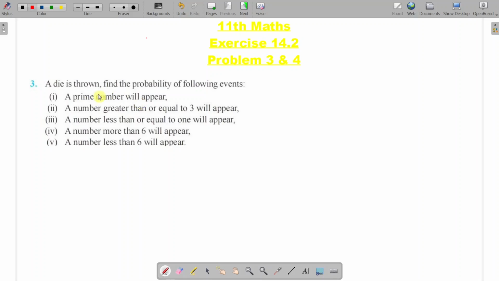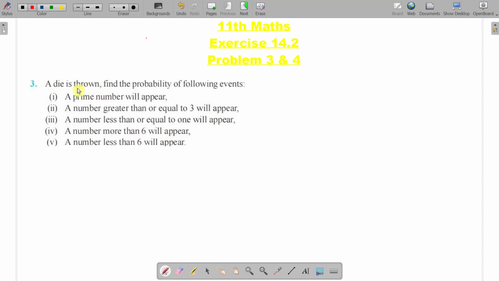Let us look at the third problem. A die is thrown. Find the probability of following events. First, a prime number will appear. Second, a number greater than or equal to 3 will appear. Third, a number less than or equal to 1 will appear. Fourth, a number more than 6 will appear. Fifth, a number less than 6 will appear.